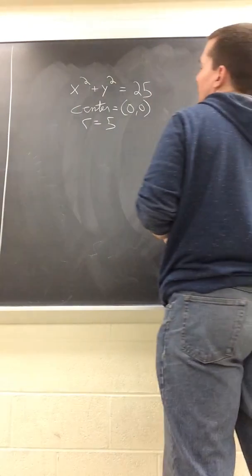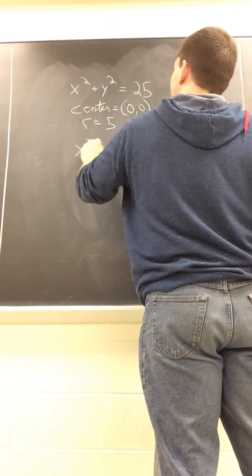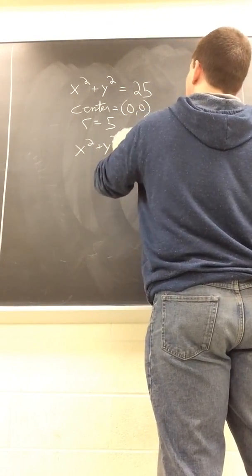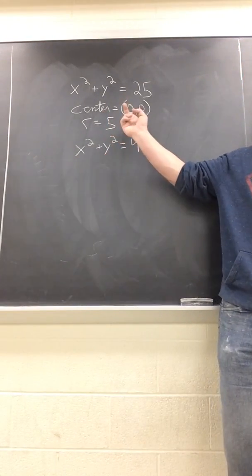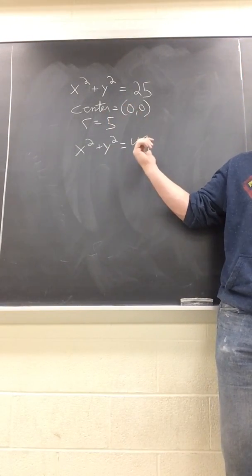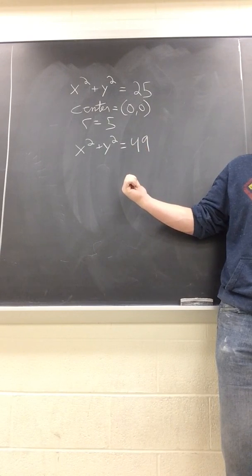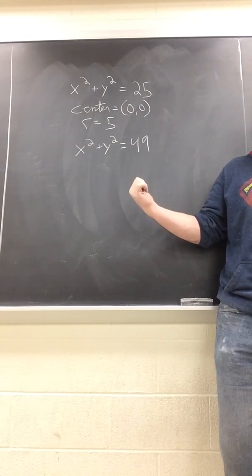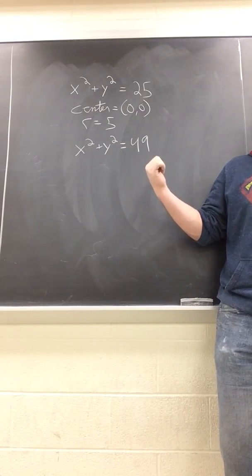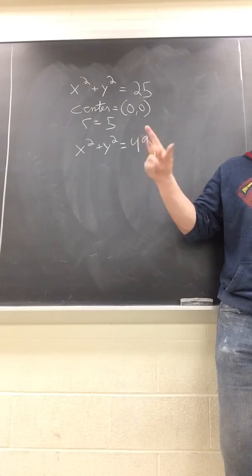So if I had the equation x squared plus y squared equals 49, that would be a circle centered at the origin, (0, 0). The radius would be the square root of 49, which is 7. Once you understand that, there's really not much you can do with this. So we're going to take our circles and move them around a little bit.